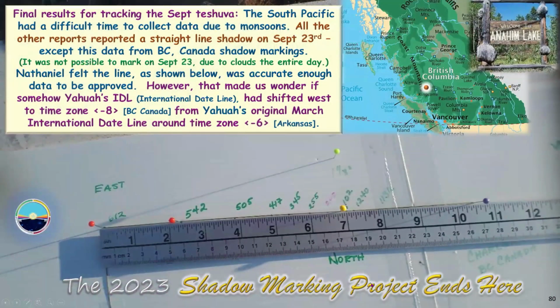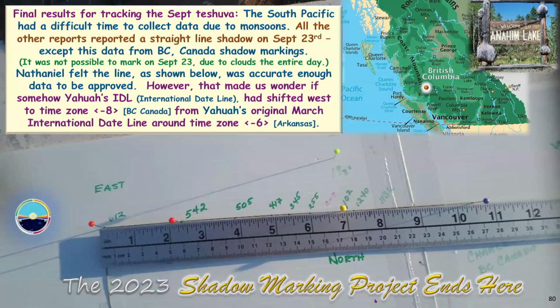So the final results for tracking the September Teshuva. Well, the South Pacific had a difficult time to collect data due to all the monsoons that they were having, and all the other reports that came in reported a straight line shadow on September the 23rd, except for my data here in BC. I was getting a straight line on the 22nd. I couldn't mark on the 23rd, had complete cloud all day long. So Nathaniel said that he felt that the line, as shown below, was accurate enough data to be approved.